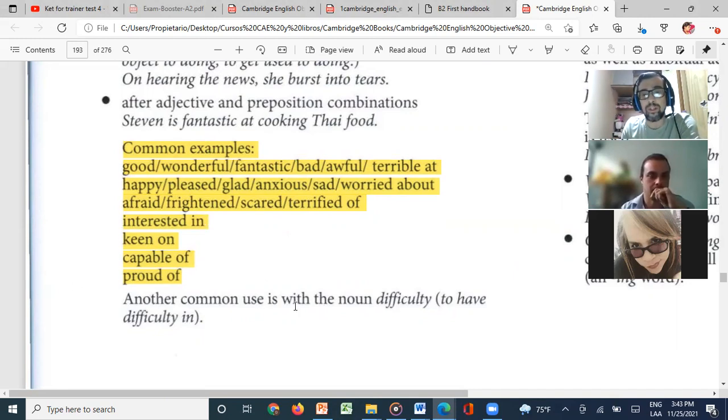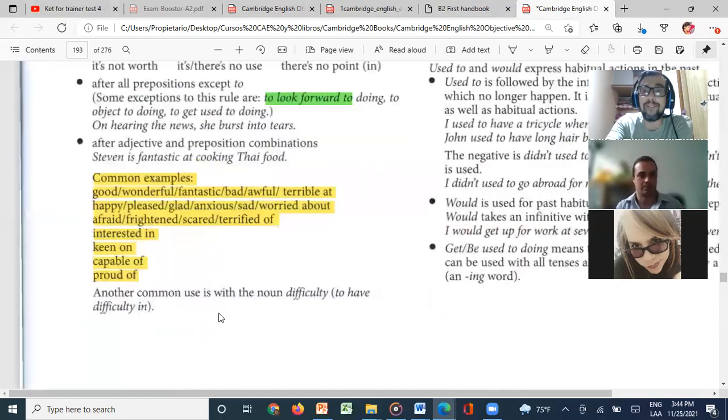Now, another common use is with the noun difficulty. These were adjectives plus preposition. In this case, we have a noun plus preposition. Difficulty, and you say difficulty in. So you can say, for example, she's having some difficulty in writing, right? Or difficulty in speaking or whatever, right? So that's something that also we need to learn. In this case, it is a noun plus this preposition.